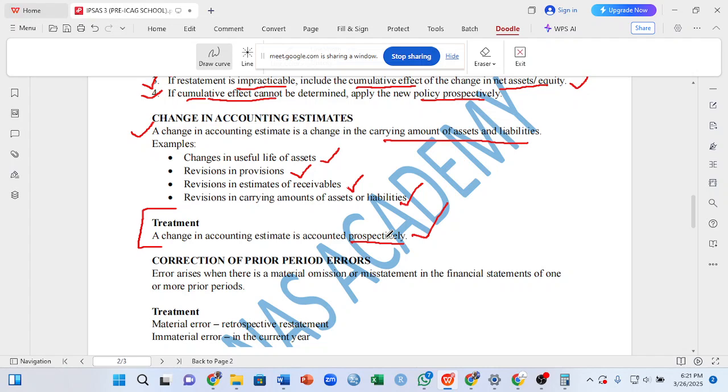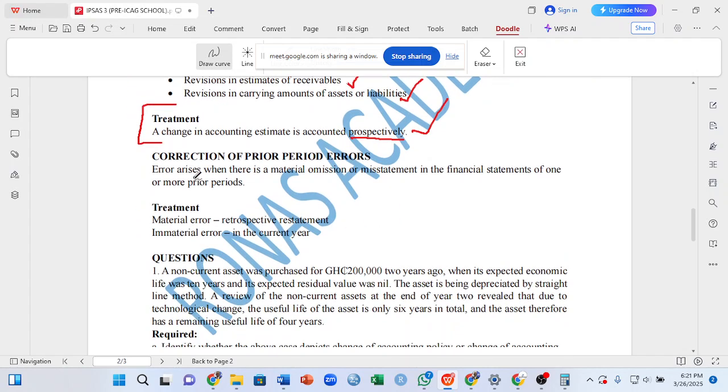Okay, let's go to correction of prior period error. We are humans, and with humans, you will definitely make errors. So errors are bound to happen. When errors occur, you definitely have to correct them. We have two classes of errors: material error and immaterial error. This is based on the nature of the error.